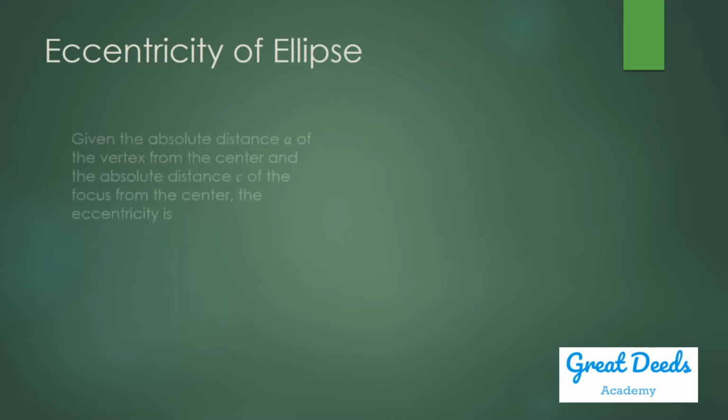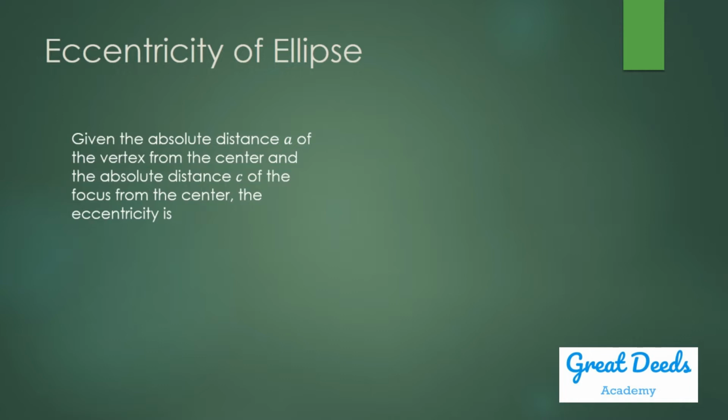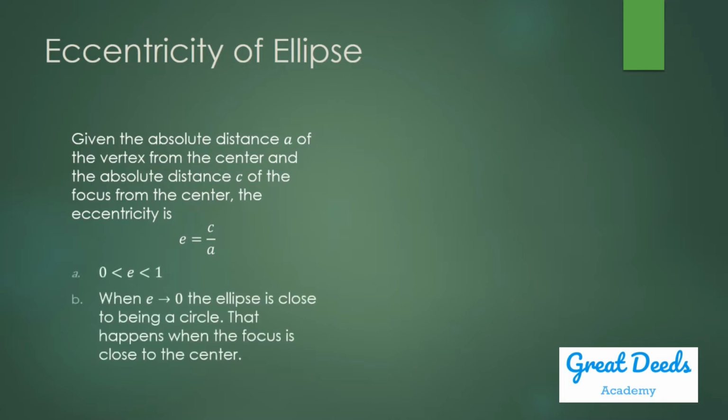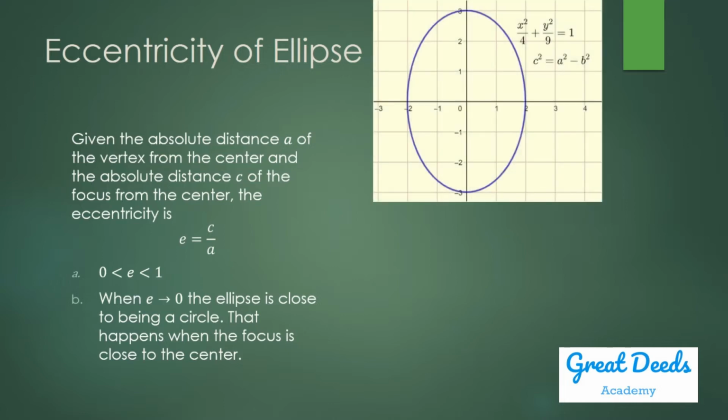Eccentricity of an ellipse. Given the absolute distance A of the vertex from the center and the absolute distance C of the focus from the center, the eccentricity E is computed in the following way. E is equal to C divided by A. Now these are the properties of your eccentricity for an ellipse. For an ellipse, the value of E is between 0 and 1. Okay? Now, why is that so?